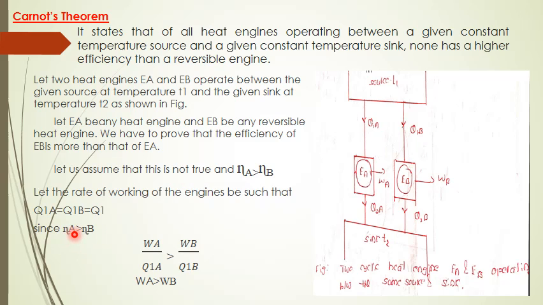Since the efficiency of A is more than the efficiency of B, which is what we have assumed here, according to this assumption, the efficiency of engine A is more than the efficiency of this reversible engine. So from this we can write net work done by the engine over the heat added to the engine, and this is more than this. Simplifying the efficiency terms, the work done by engine A, which is the irreversible engine, is more than the work done by this reversible engine.